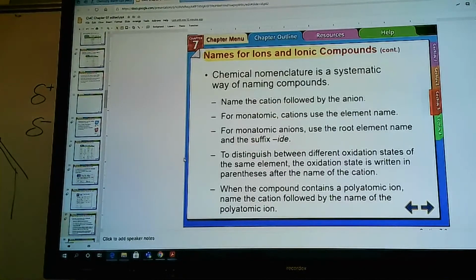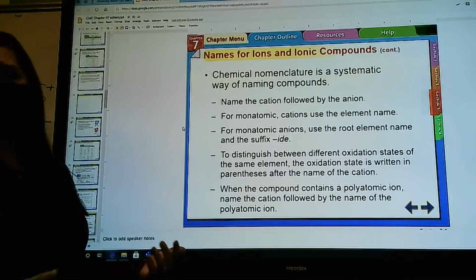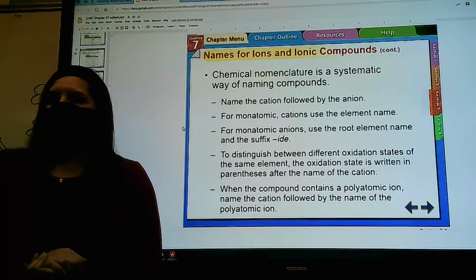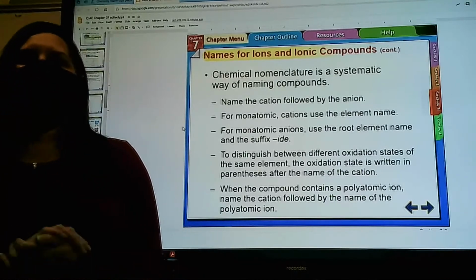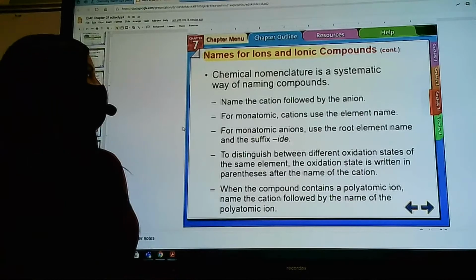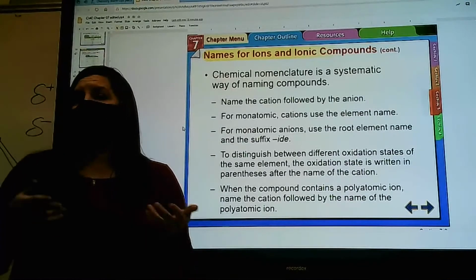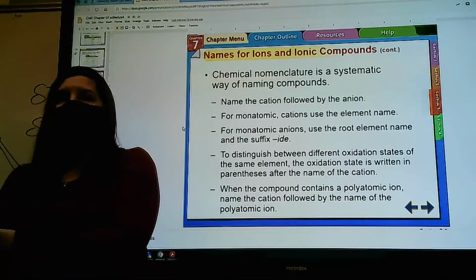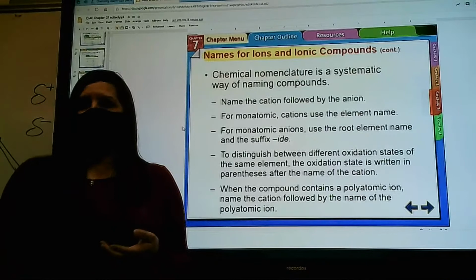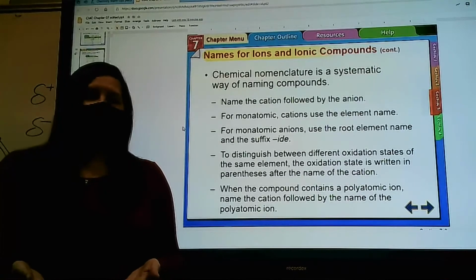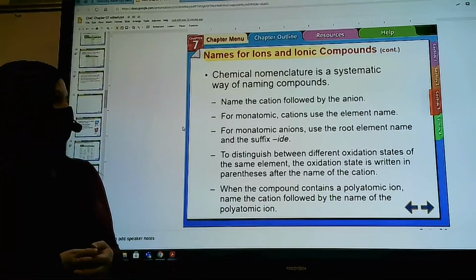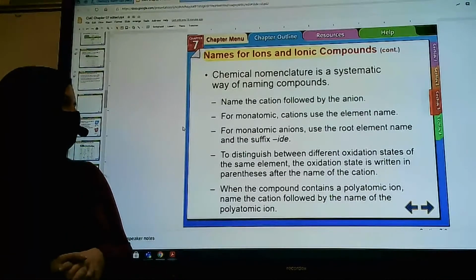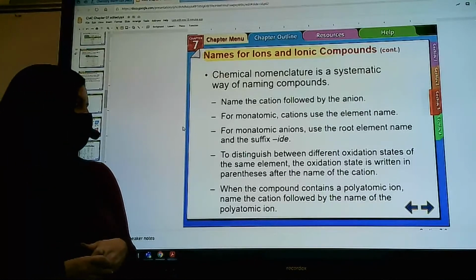All right, so this screen is going to tell us how we are going to go about naming our ionic compounds, just like it's the reverse of what we just did with formula writing. But naming ionic compounds is fairly easy because it's the same thing over and over again. For the cation, you always just say the cation's regular element name, like magnesium or sodium or potassium. We don't change the name of that cation. For monatomic ions, the cations use the element name. Again, that's if it is not bonded to something else.